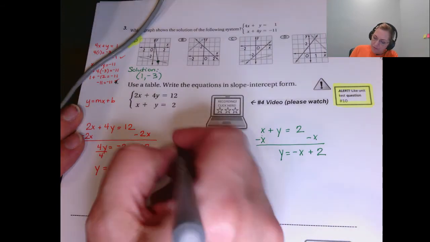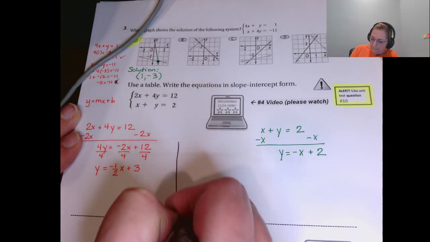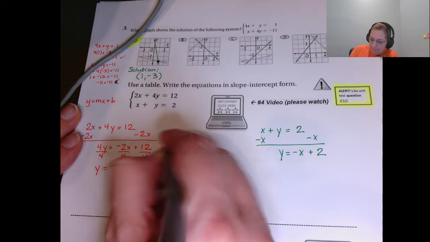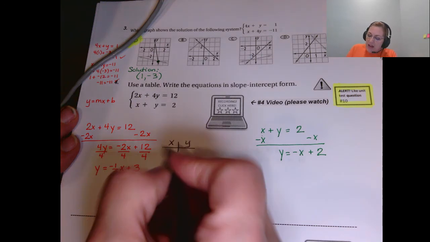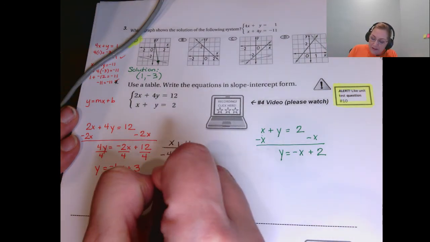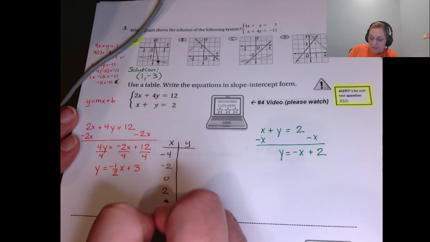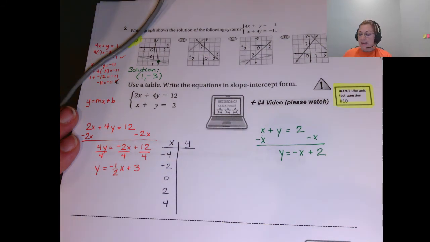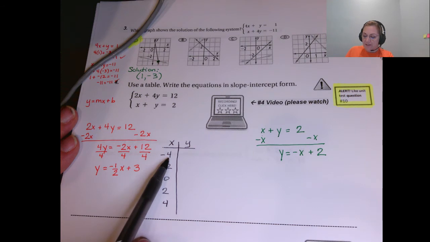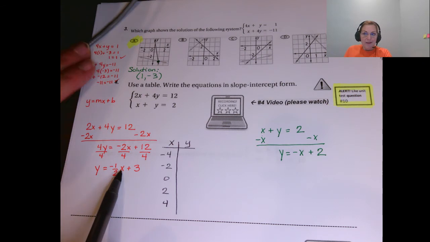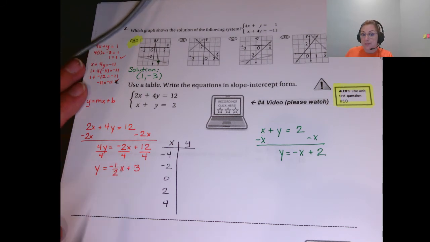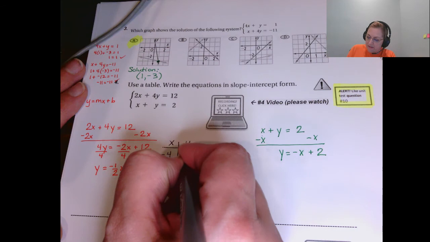I'm going to make a table for this one. I don't know about you, but I like to create smart tables, okay? With this 1/2 here, I'm going to choose even numbers in my table. I always choose some negatives, 0, and some positives. And let's see what we do. I'm going to put in negative 4 for x. If you want to use your calculator at this point, I think that's a great idea. Negative 1/2 times negative 4 gives me 2, plus 3 is 5.